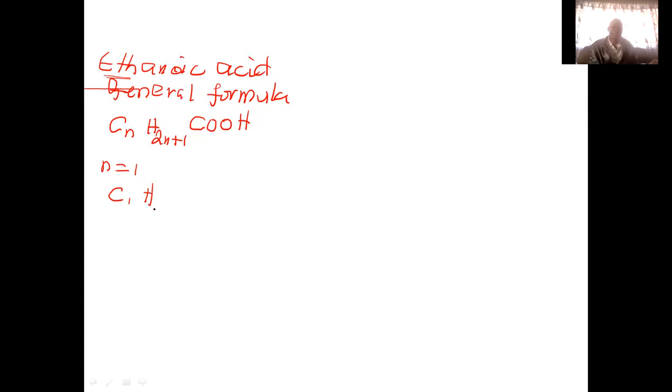And therefore, what we are going to have is 1 there, 2 times 1 plus 1, and then the carboxylic group. So we are going to have one, you can omit it since it doesn't change anything. And here you have 2 times 1 plus 1, which is 3. And then the carboxylic group. So this is the molecular formula for ethanoic acid.